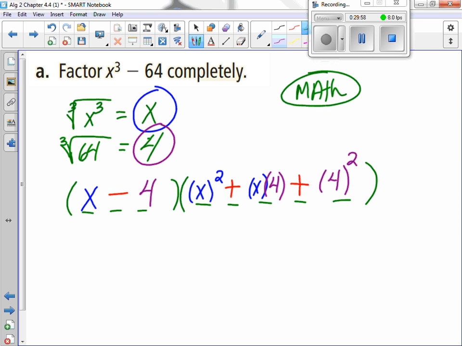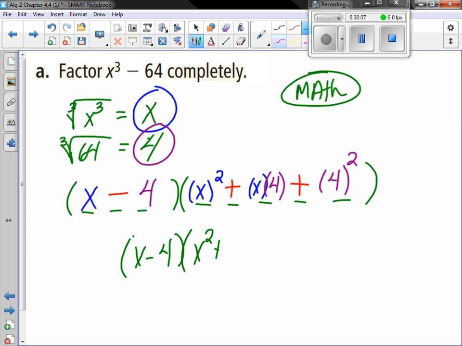Questions on how we got this here? So this would be x minus 4 times x squared plus 4x plus 16.